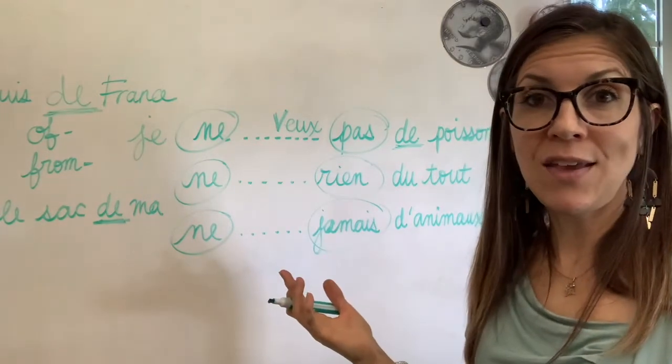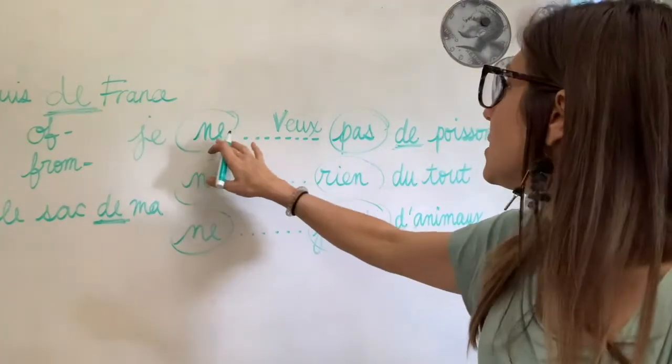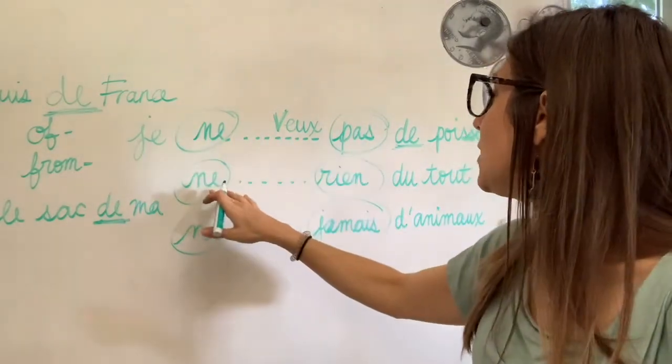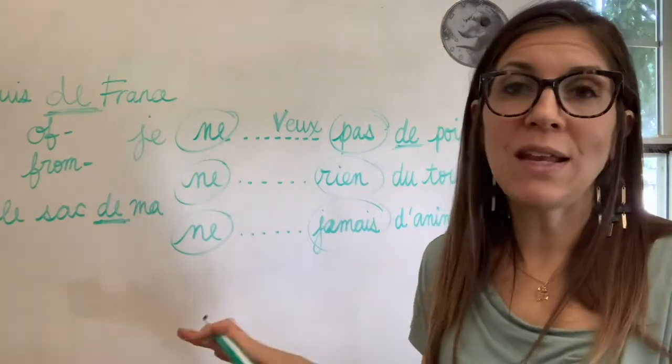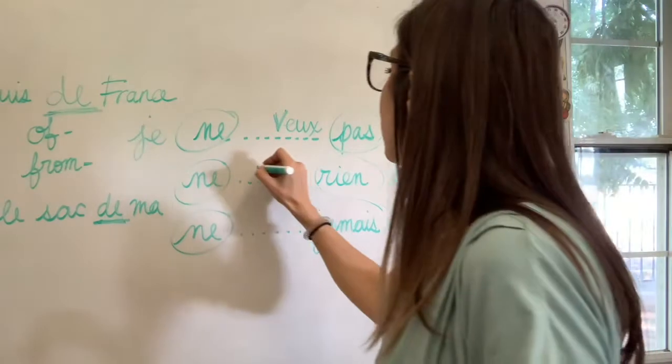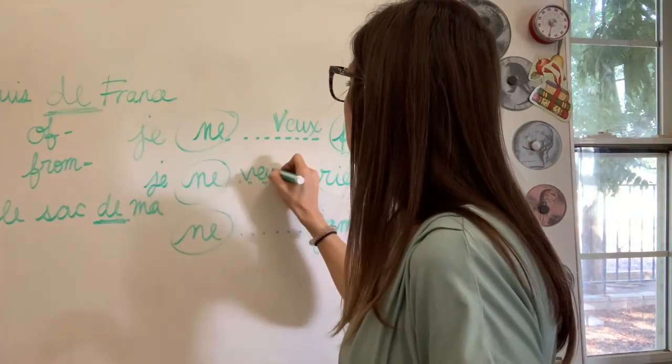I don't want anything, right? Or it's like not anything. Here it doesn't mean not, it just means not anything. Like for instance, when you say, I do not want anything: Je ne veux rien.